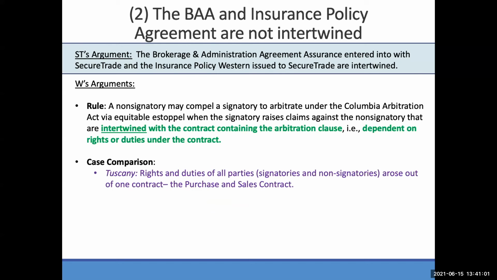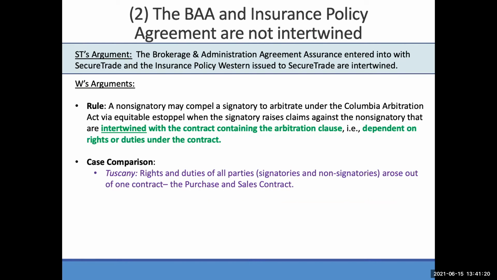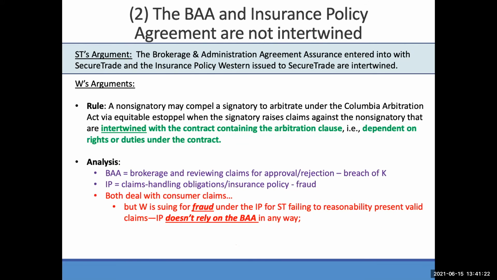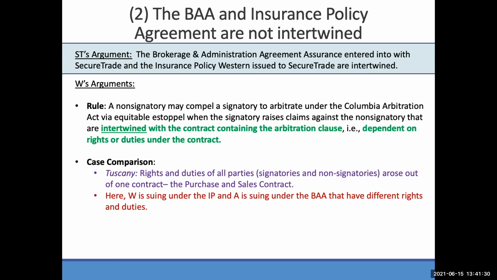And in the Tuscany case, the rights and duties of all the parties, signatories and non-signatories, arose out of one contract, which was the purchase and sales contract. This is different, again, because W is suing under the insurance policy, and Assurance is suing under the brokerage agreement. They have different rights and duties, as we just explained in the previous slide with all these facts of what's actually going on, right? And again, however you used the facts and however you explained it, it didn't really matter as long as you got everything in there in some way that made sense.